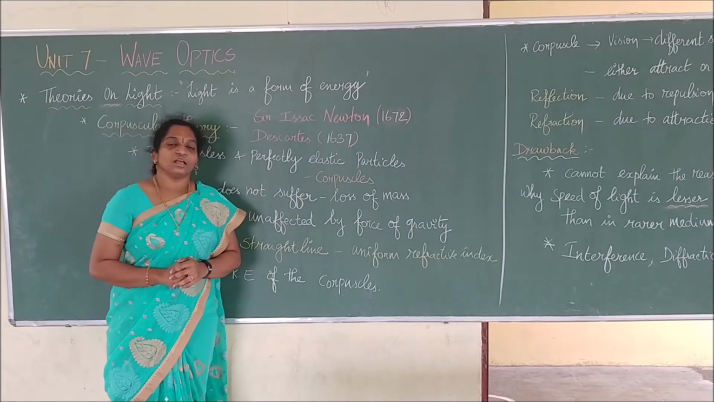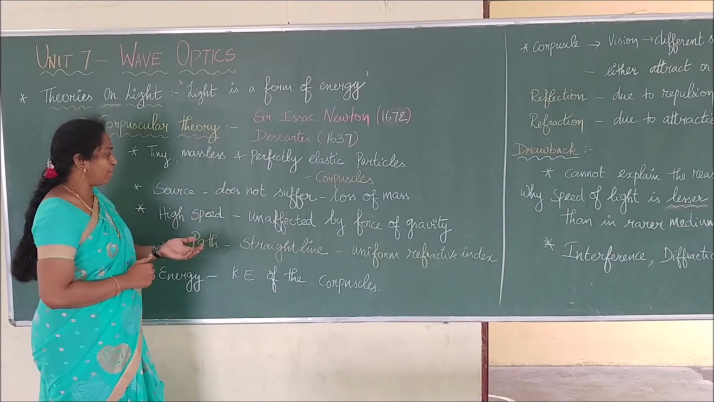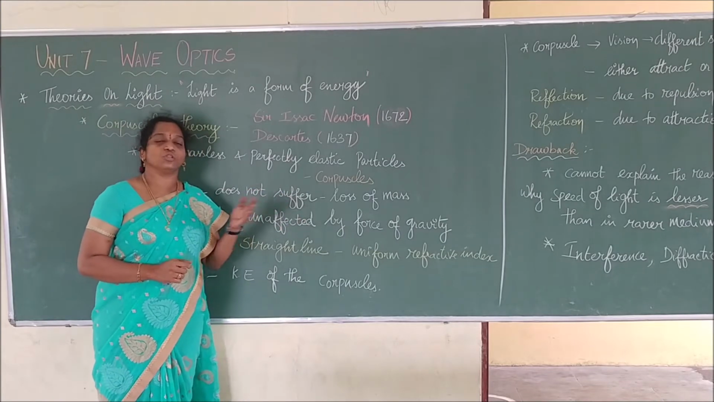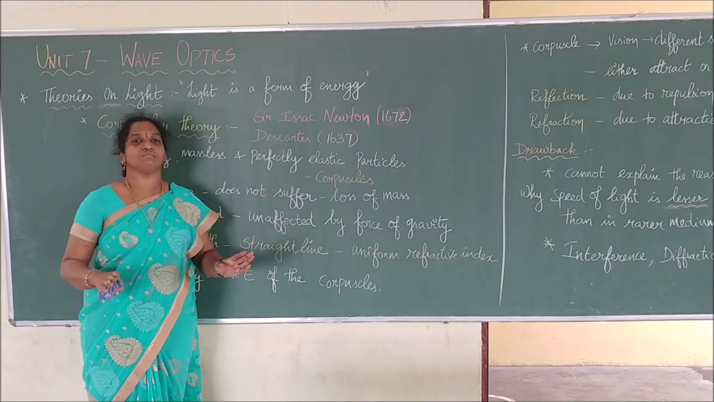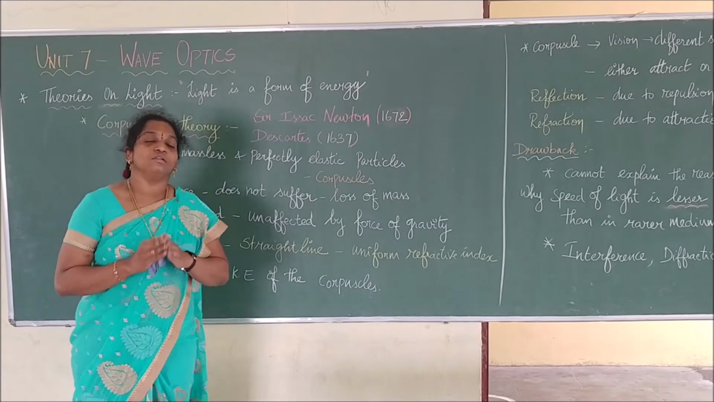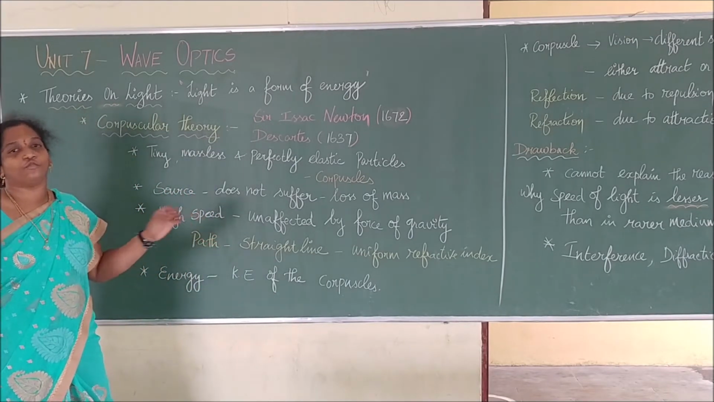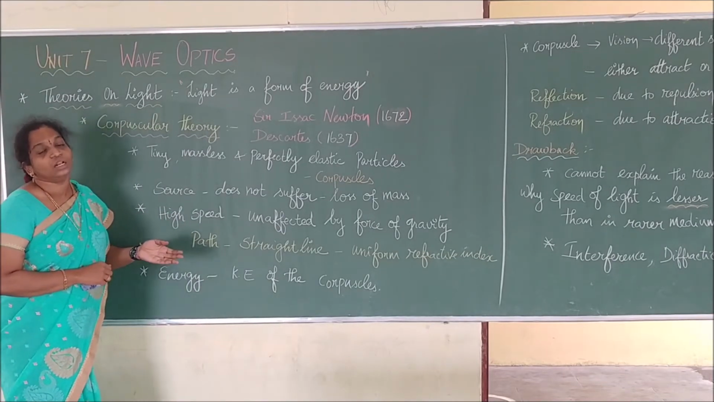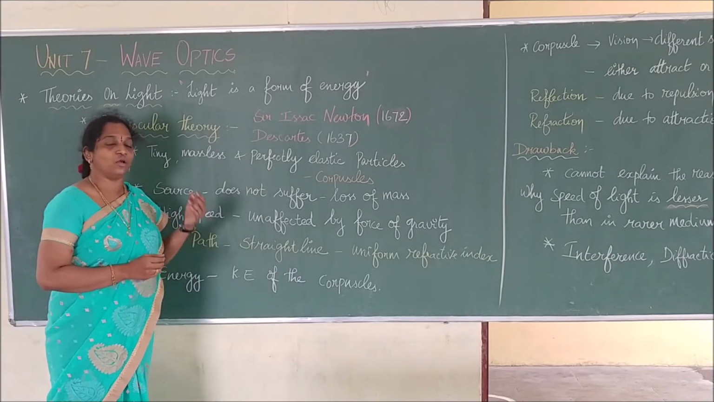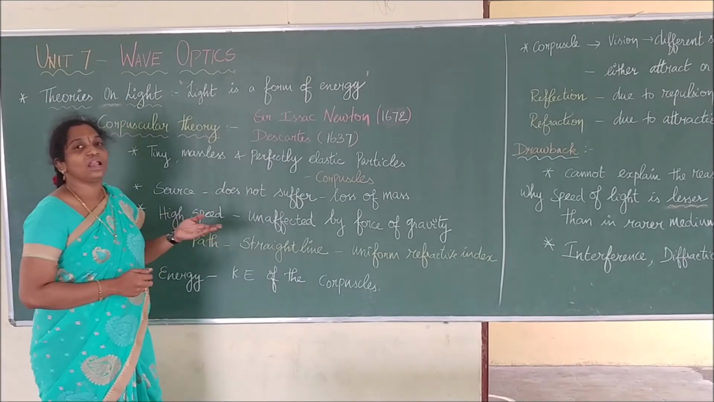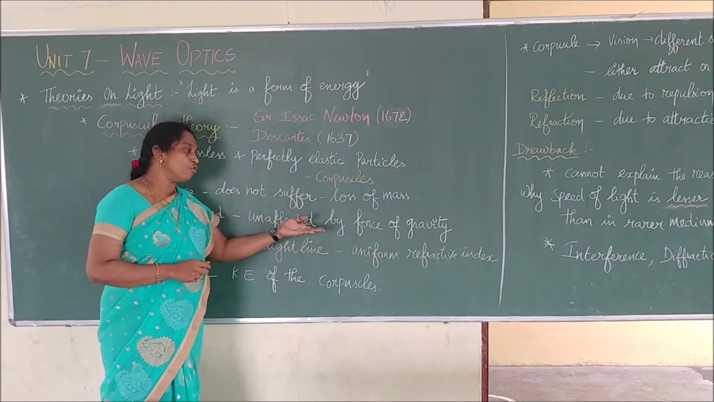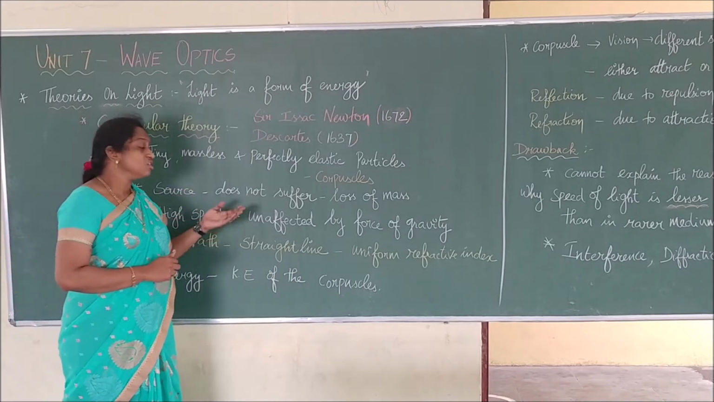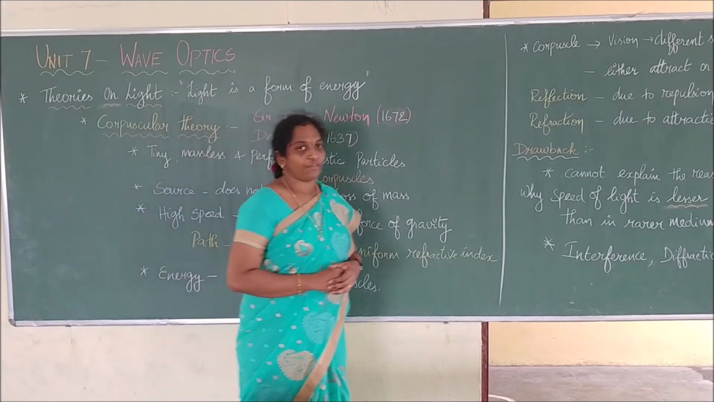They also said that the source of light will not suffer any loss of mass, so there are no appreciable changes in mass, and the mass of the particle remains the same for a long duration. Since the particle is very tiny and has a very high speed, it is unaffected by the force of gravity. And they said that the path traveled by light is a straight line in a uniform refractive index.